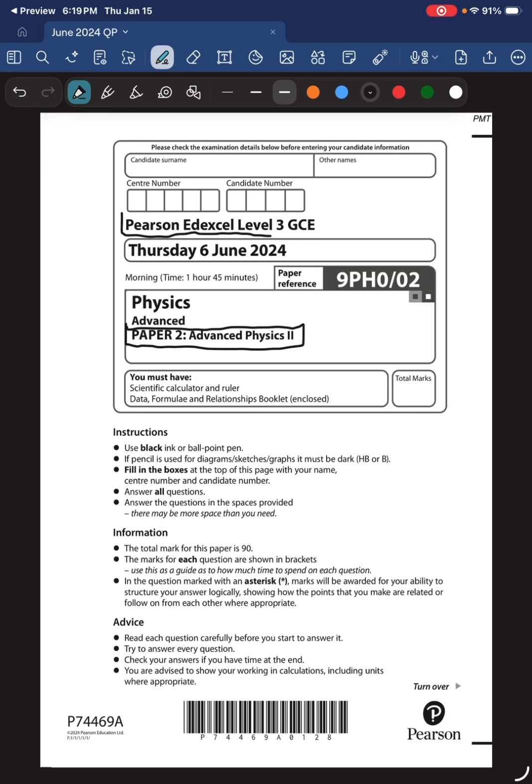So it is called Pearson Edexcel Level 3 GCE, and this is a test from June 2024. I don't know if it's called May 2024, but I guess that's the exam period.